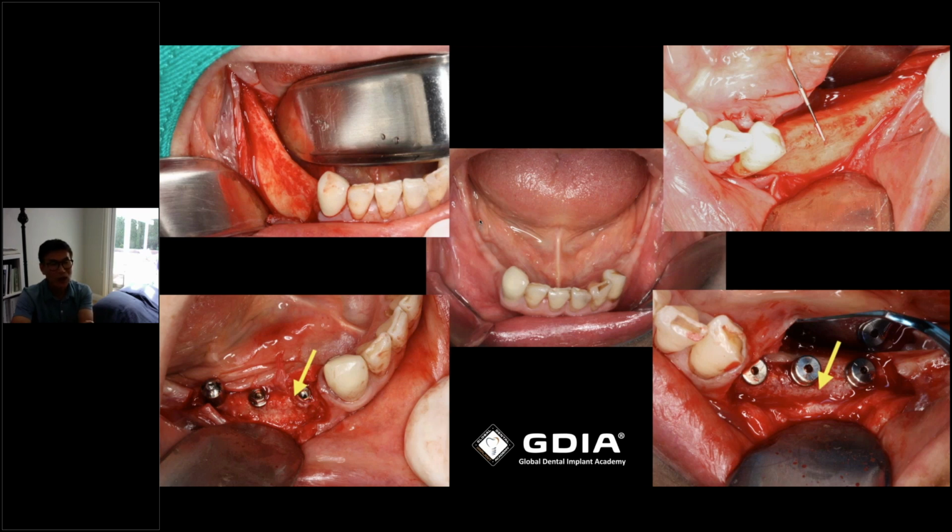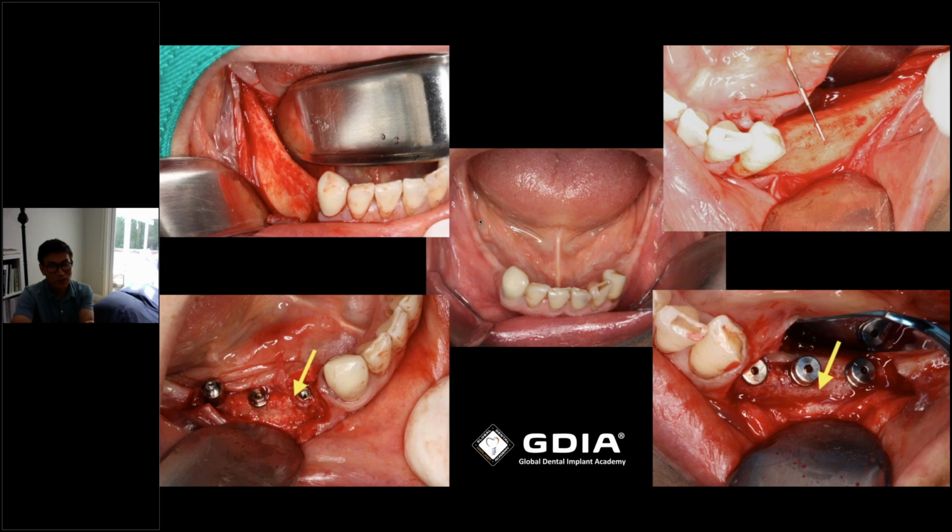In this case, you can see some of them may have never used this; it's called the external hex. Probably not much used now. Everything is internal now, but at that time it was very popular for multi-unit prosthetics. A lot of prosthetists used the external hex, they loved it. So we were using it a lot.